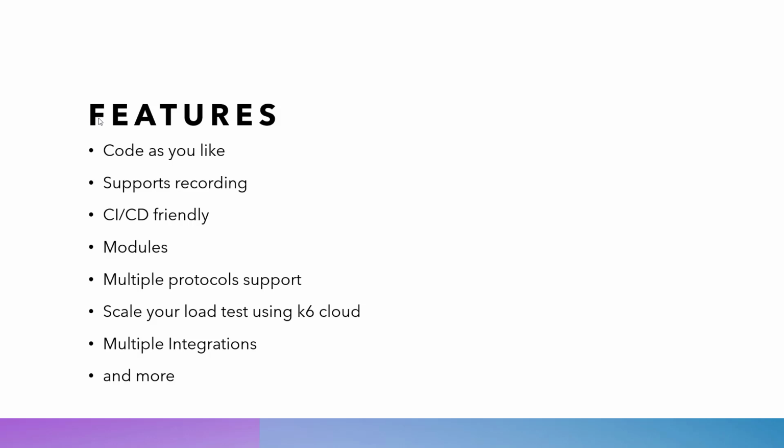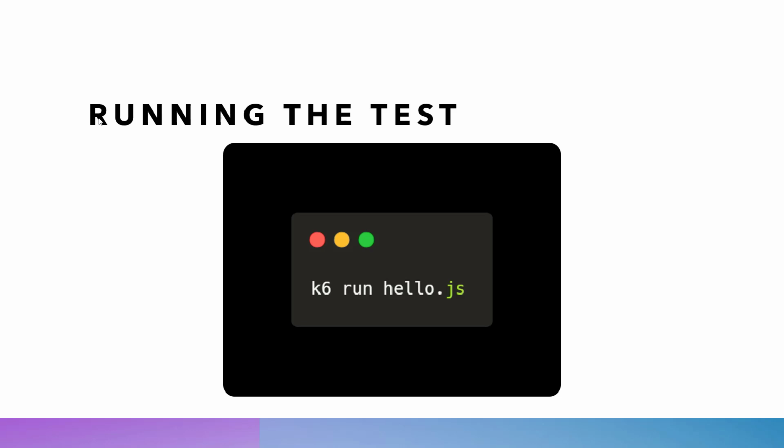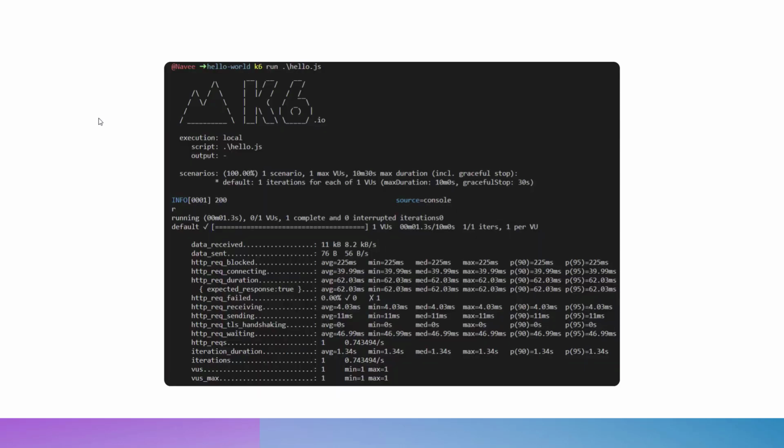And also it supports multiple protocols, not just HTTP. You can also test other protocols as well. And then you can easily scale your load test using the K6 cloud, which comes with a free tier. Also, it supports multiple integrations like Grafana and other tools. To start your load test, you have to issue the command k6 run and your JavaScript file. This will invoke the K6 engine and then it will get started with your execution as per the definition in the JavaScript. You can view the runtime statistics, and once the test is done, you can see the performance statistics as shown in the screenshot.